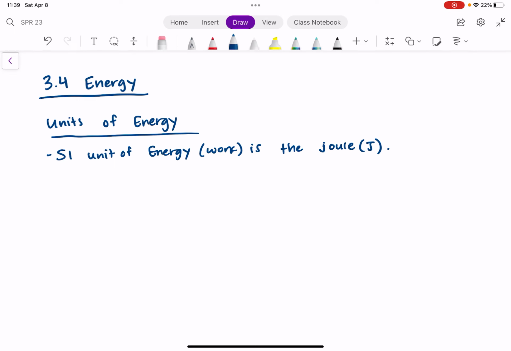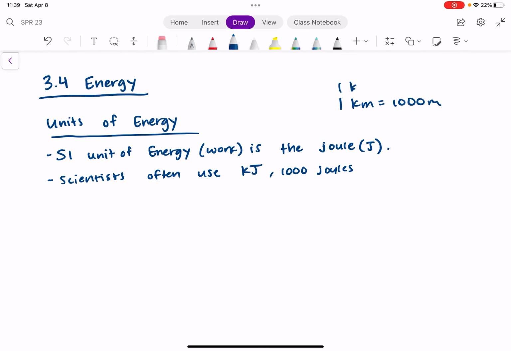So scientists actually often use kilojoules, which is 1,000 joules. And that should sort of make sense because remember, 1 kilometer is 1,000 meters, 1 kilogram is 1,000 grams, and 1 kilojoule is 1,000 joules. Okay, so that's just a side note there.